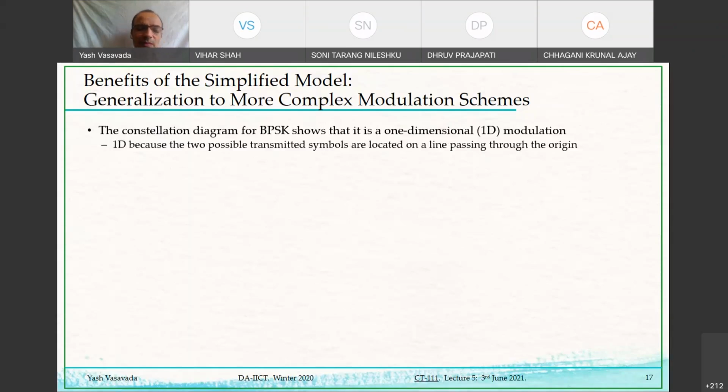A limitation of BPSK is that it's a one-dimensional modulation. Why is it one-dimensional? Because if I draw the constellation diagram, the two symbol points, I can connect a line through them. And for BPSK, that line passes through the origin of that plane.